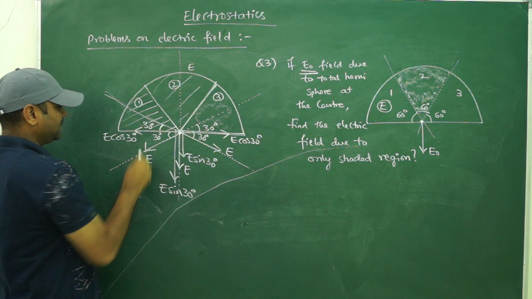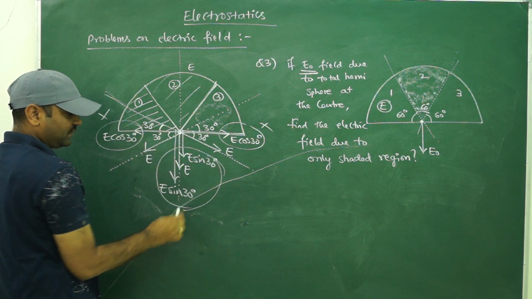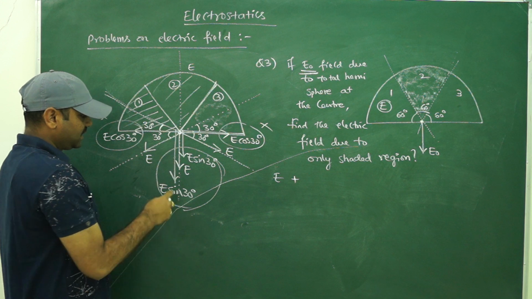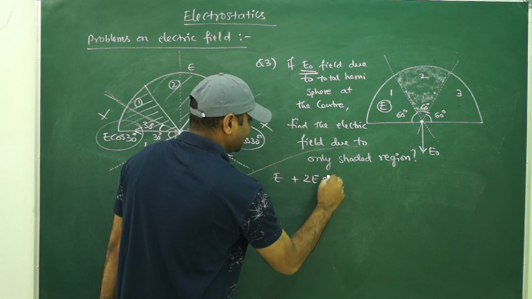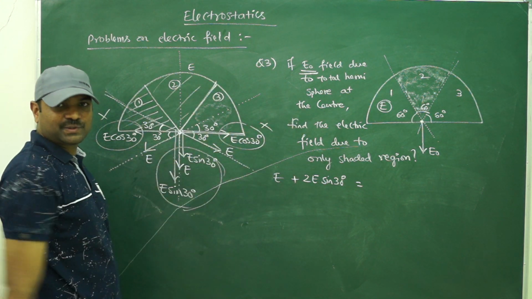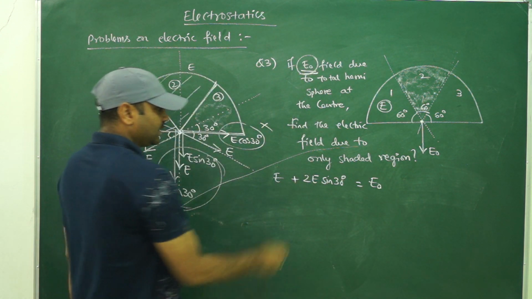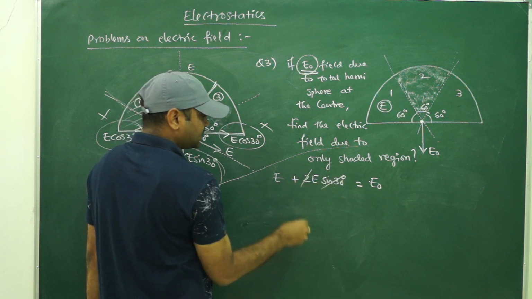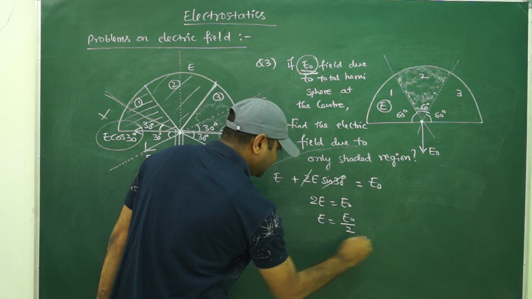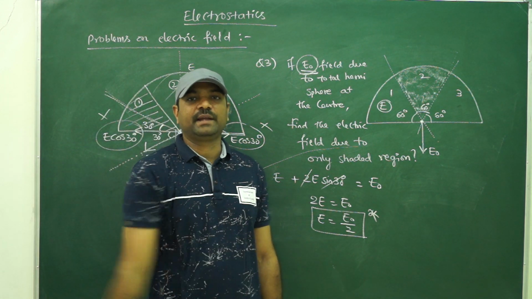Now for the resultant, the E cos 30 components will cancel out, being opposite. Then what is the total field acting downward? Because all are in the same direction, I can directly add: E plus 2E sin 30. This should be equal to E naught, because keeping all three parts together forms a hemisphere, and the field due to the hemisphere is E naught. Sin 30 is 1 by 2, so the 2 cancels out. Then 2E is equal to E naught. So the field due to any one part is E naught by 2, and the field direction is along the angle bisector.